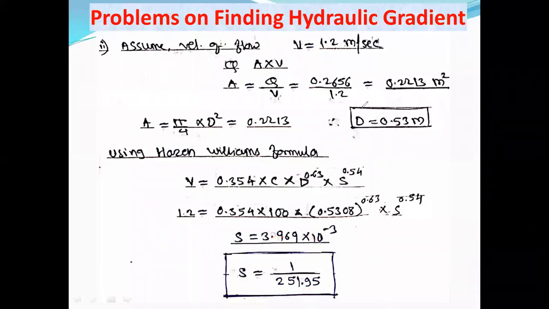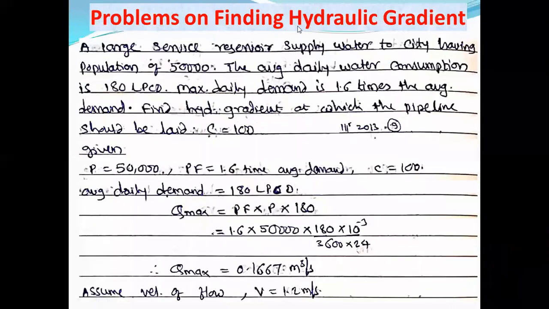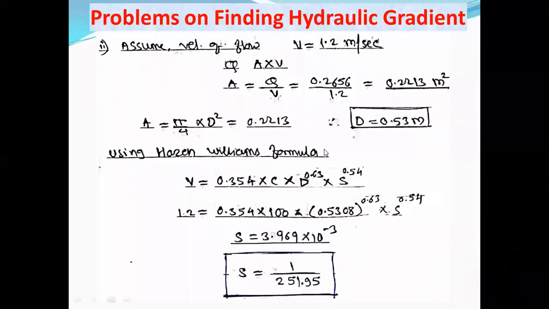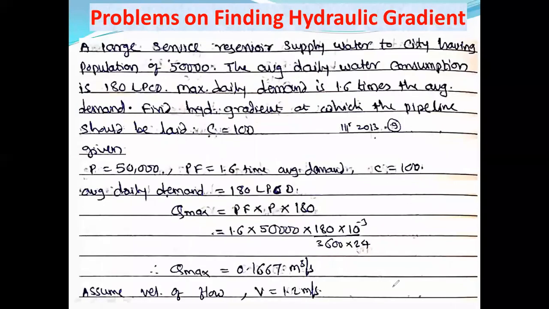Now here we will solve one more problem for practice. Now through this problem you have got an idea that once you get the value of diameter, velocity and the pipe material, that is the value of C, value of D and velocity, though velocity is not given, you can assume the velocity as 1.2 meter per second. Then you can find out what is the slope. Hydraulic gradient it can be obtained.